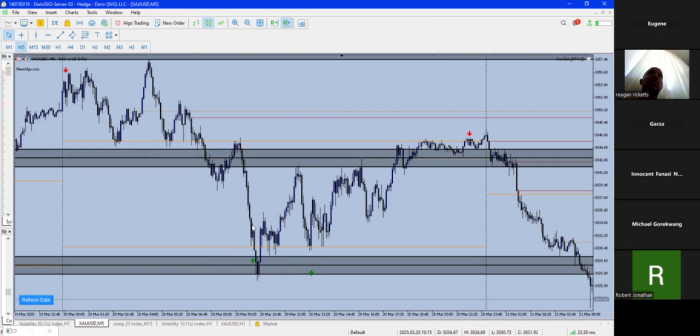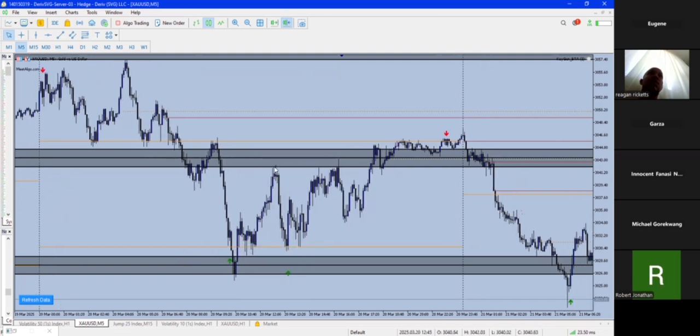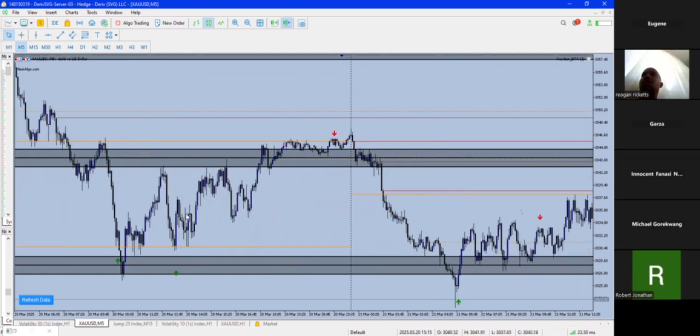We get another arrow, signal bar. We have our value area low. Our zone has been tapped. Price closes outside the zone. Then we get our pullback, and then we buy again to this zone. We hold. Our take profit has been hit.